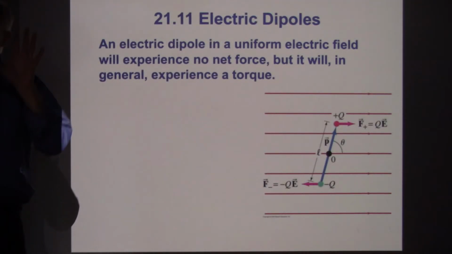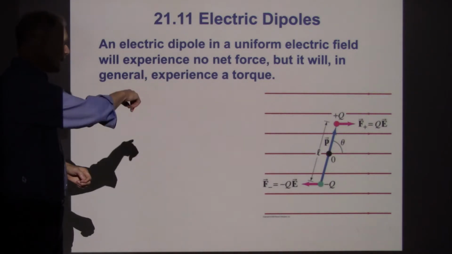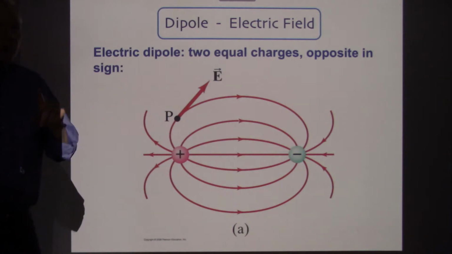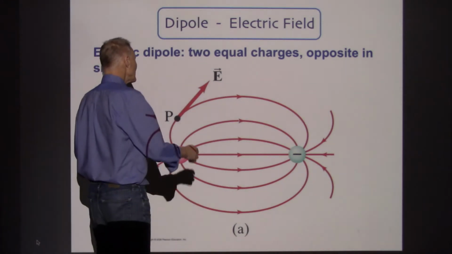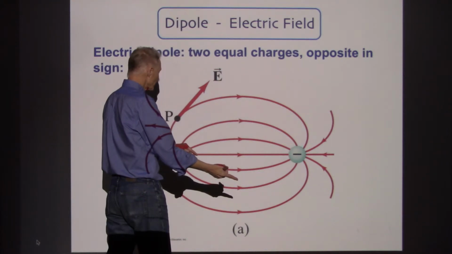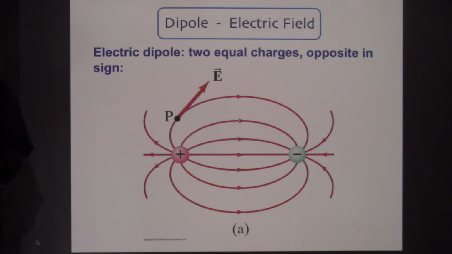So if I already have an electric field, and I place a dipole into that electric field, the dipole will experience a torque. What this is showing now is not only does a dipole experience a force due to an electric field, the dipole generates its own electric field. So this is showing what the electric field of the dipole itself would look like.